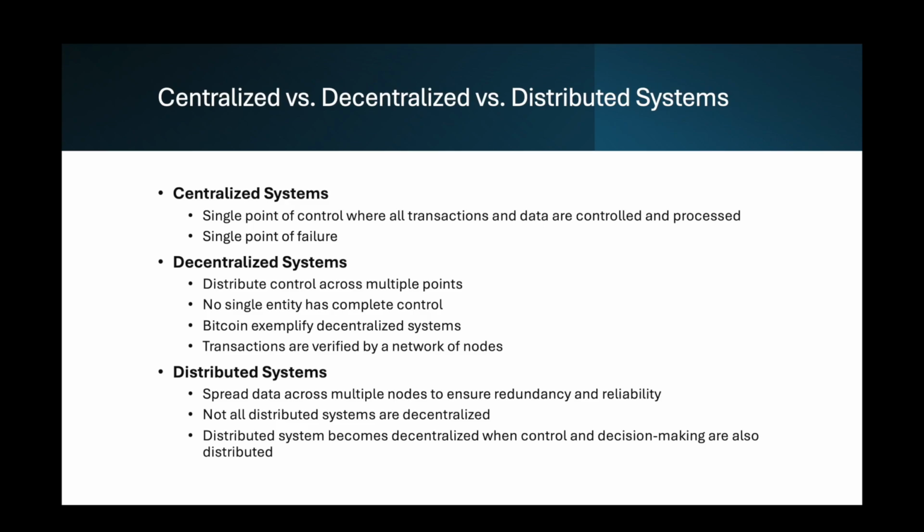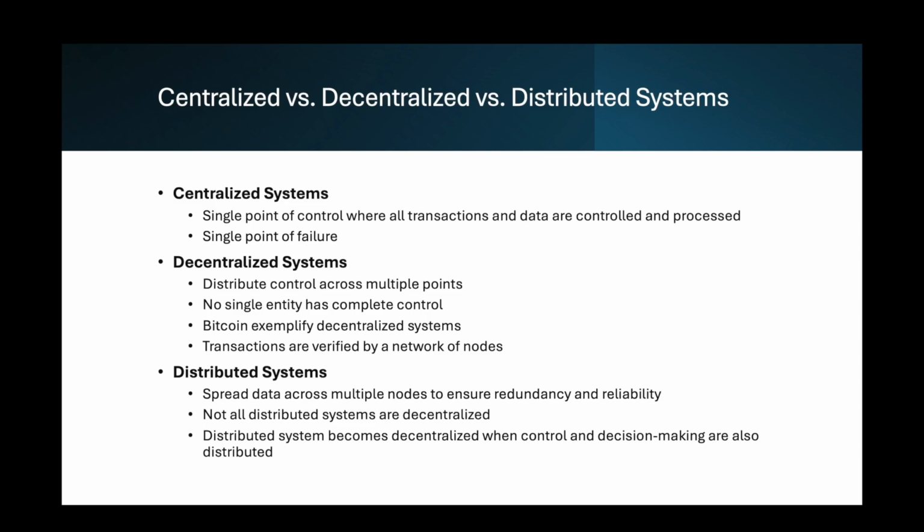Decentralized systems. In contrast, decentralized systems distribute control across multiple points. No single entity has complete control, reducing the risk of a single point of failure. Cryptocurrencies like Bitcoin exemplify decentralized systems, where transactions are verified by a network of nodes rather than a central authority.